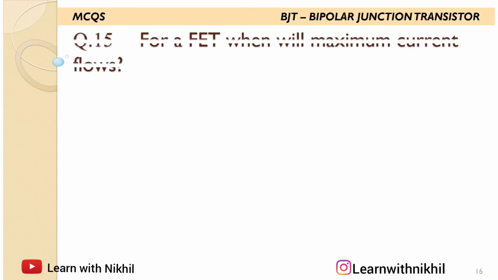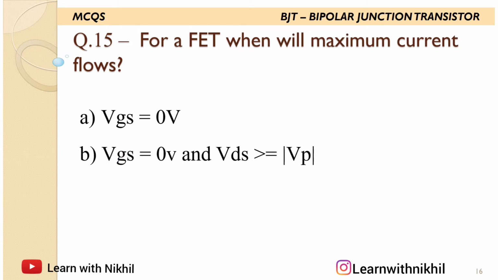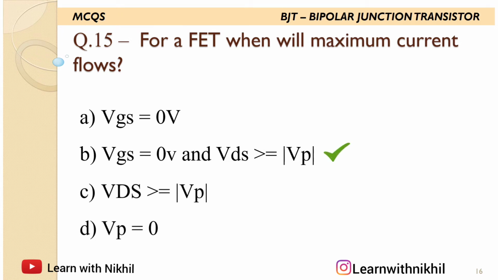Next question. For a FET, when will maximum current flow? A. When VGS is 0, that is gate to source voltage is 0. B. When VGS is 0 and VDS, that is drain to source voltage, is greater than VP, that is pinch off voltage. C. When VDS is greater than pinch off voltage. And D. When VP is 0. And the answer is B.